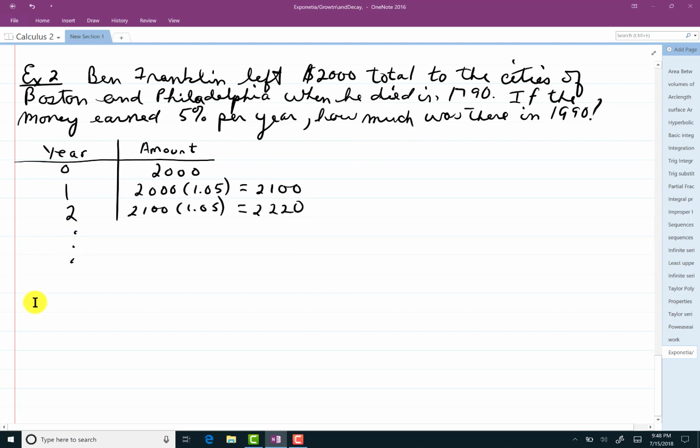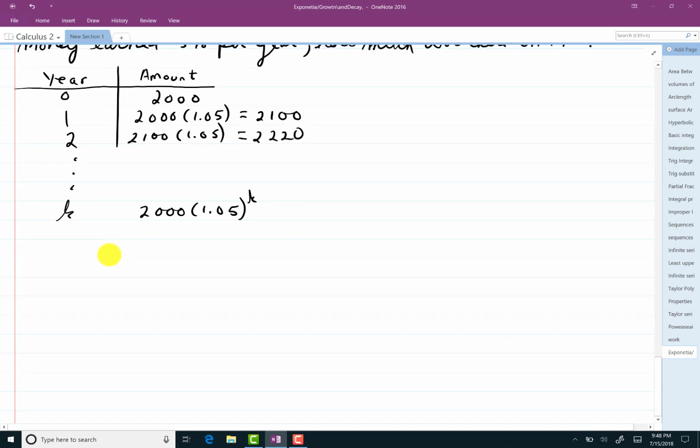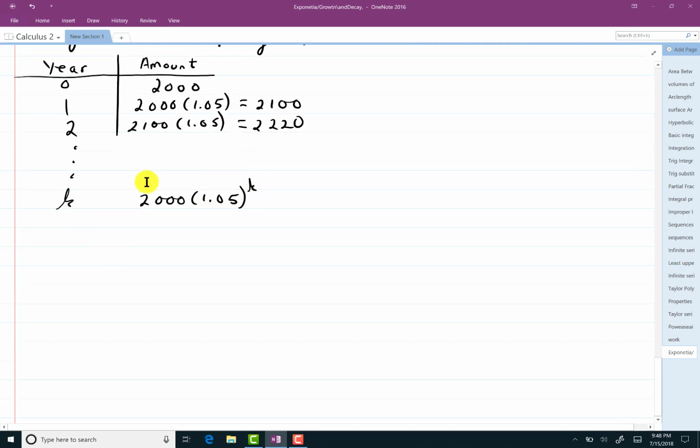Doing it this way would be a pain, although when you get to year K, you're going to have 2,000 times 1.05 to the K. And you could use 1.05, you could use this as your model, but then again, you're doing a specific number for each different type of problem. Instead, let's model it this way. A of t will equal A of 0 times e to the kt. That doesn't mean your k is automatically 0.05 or 5%. That is not what that means.